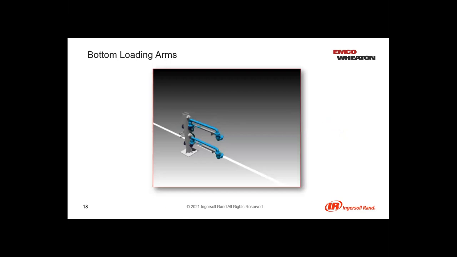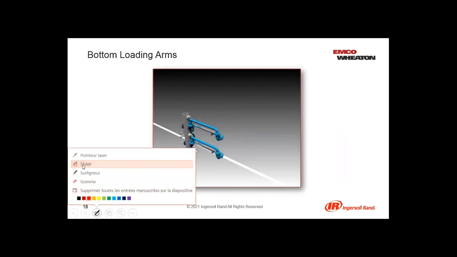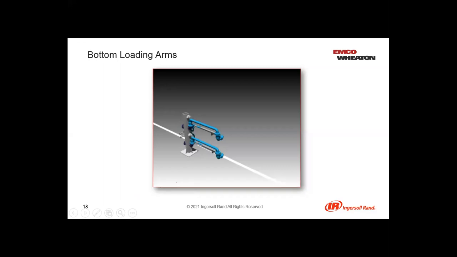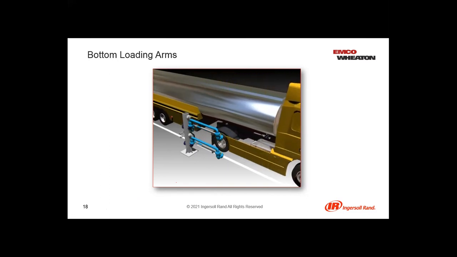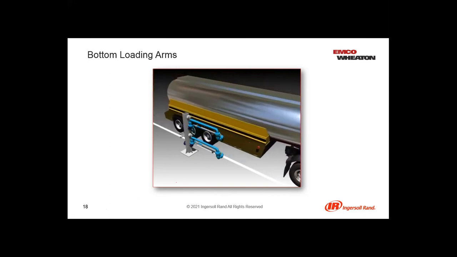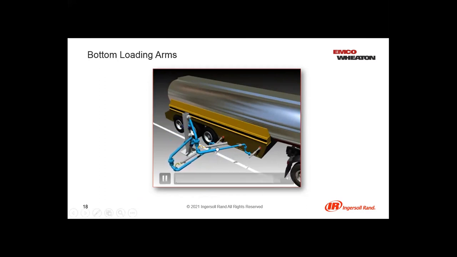So we just saw previously the top loading arm, and I'm going to speak now about bottom loading arm. In contrast to top loading, with bottom loading there is no need to climb on the vehicle. The loading arm is connected on the side or the bottom of the vehicle with either a flange, a coupler, or a simple screw. As for top, we can have a double arm to recover the vapor or balance the pressure into the tank.